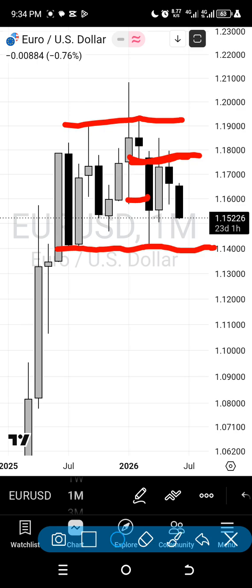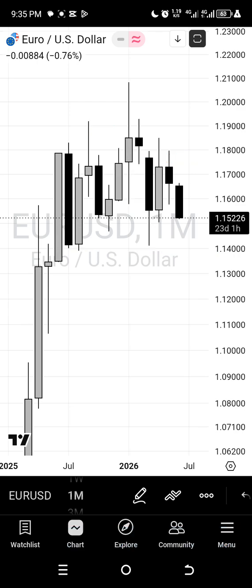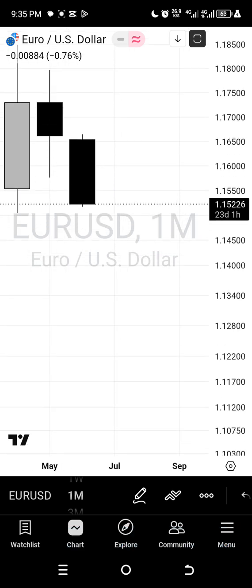I would like for you guys to look at something here. Looking at EU, you can clearly see that there is an SMT because we got this particular three candle here.